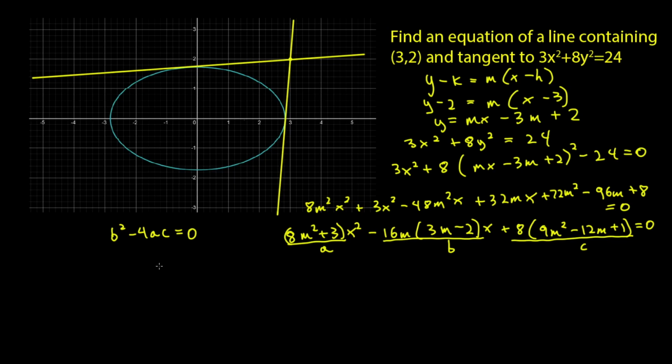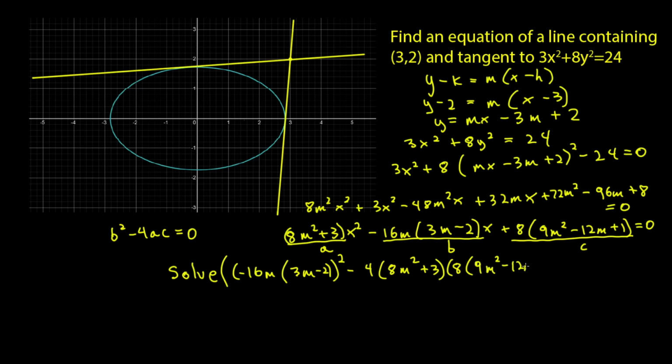So I'm going to put it into the solve function in my calculator. I'm going to write it out here because we're not solving this by hand. And again, make sure you have plenty of room because this is a long line. Solve (negative 16m times (3m minus 2)) squared minus 4 times (8m squared plus 3) times 8 times (9m squared minus 12m plus 1) equals 0 for m. And then we get our two solutions. m equals root 35 plus 6, and m equals negative root 35 plus 6.